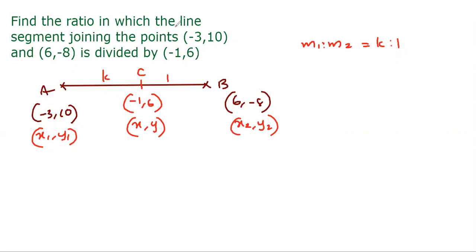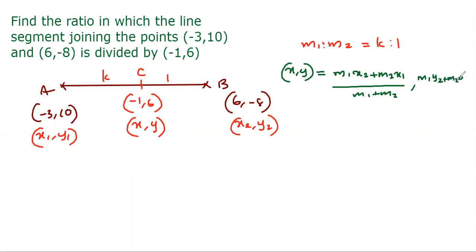x, y is already given here. The formula is m1 x2 plus m2 x1 divided by m1 plus m2, then m1 y2 plus m2 y1 divided by m1 plus m2. Now we are going to apply this formula. You already know the value of x, y, and that is (-1, 6). You can write that here.